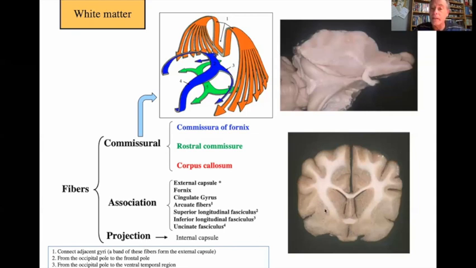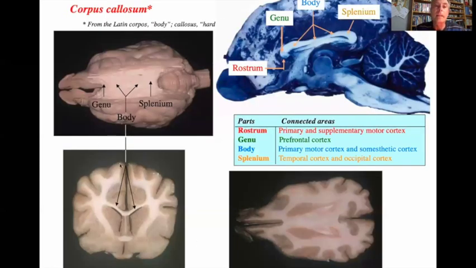The projection fibers are fibers that project outside the cerebrum, or they get to the cerebrum. And here we have the internal capsule. We begin by talking about the corpus callosum. Corpus callosum comes from the Latin meaning hard body. The corpus callosum communicates the neocortices of both cerebral hemispheres.